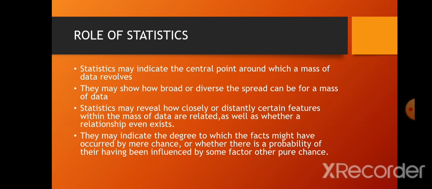Role of statistics. Statistics may indicate the central point around which a mass of data revolves. They may show how broad or diverse the spread can be for a mass of data. Statistics may reveal how closely or distantly certain features within the mass of data are related, as well as whether a relationship even exists. They may indicate the degree to which the facts might have occurred by mere chance, or whether there is a probability of their having been influenced by some factor other than pure chance.